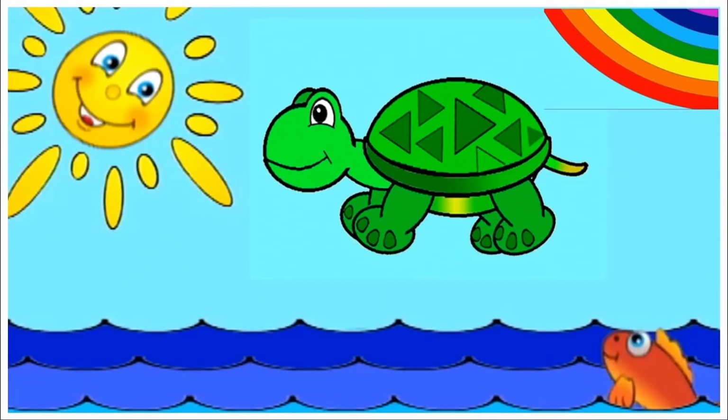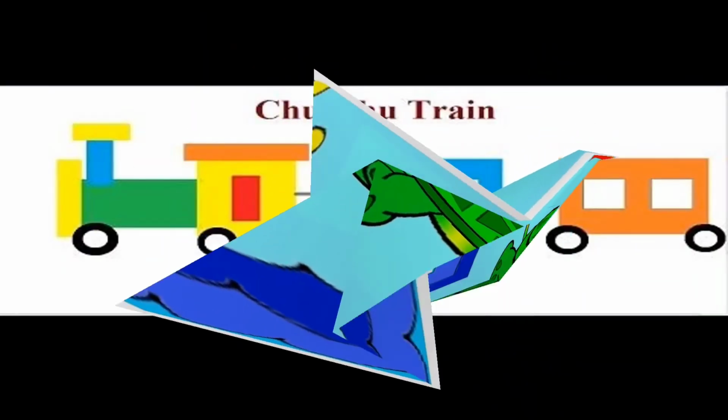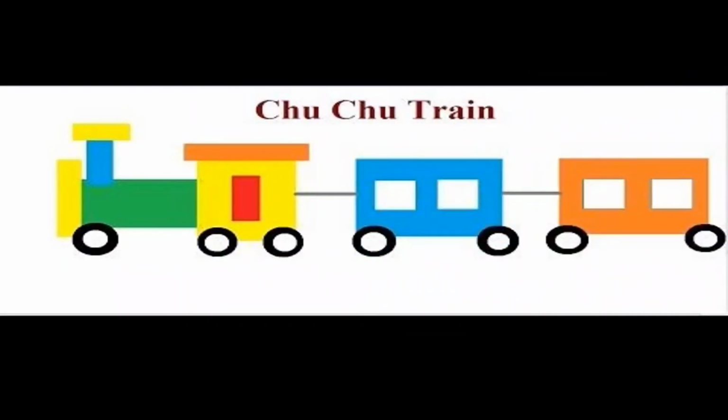Okay, now see the next image. Wow, such a beautiful, colorful image. I know you can also do the drawing. A sun is here, a tortoise is here, a fish is here, water is here, a rainbow is also here. It is beautiful. Children, this image is drawn by the use of MS Paint.